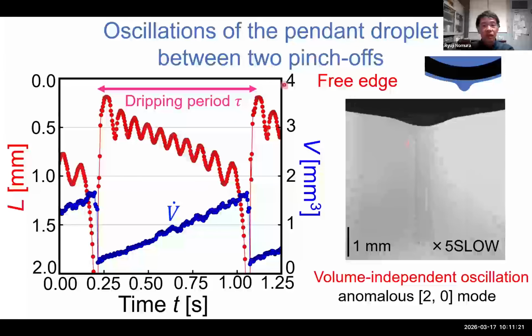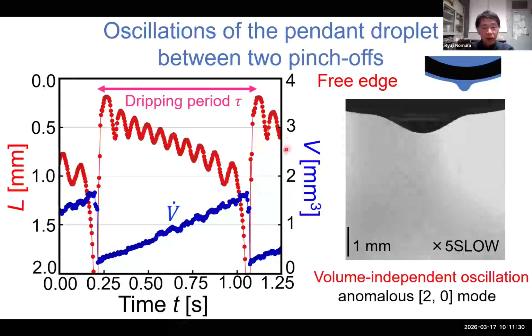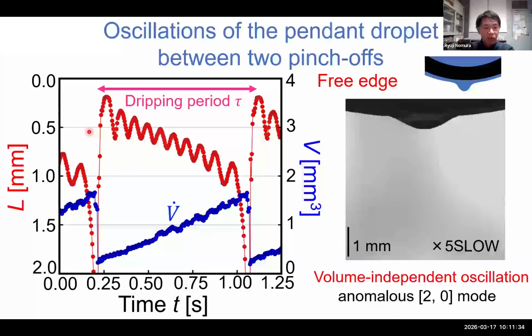Okay, so let me first explain the anomalous case in more detail. This is the length of the droplet as a function of time, and I also measure the volume of the droplet. Here is a downward stretching of the droplet, and this is a pinch-off. After the pinch-off, the remaining pendant droplet on the substrate starts to oscillate like this, and this is nearly time independent. And this stretching is another pinch-off.